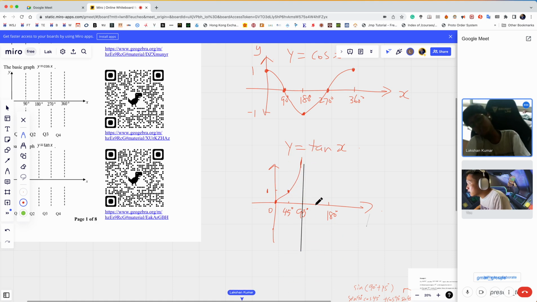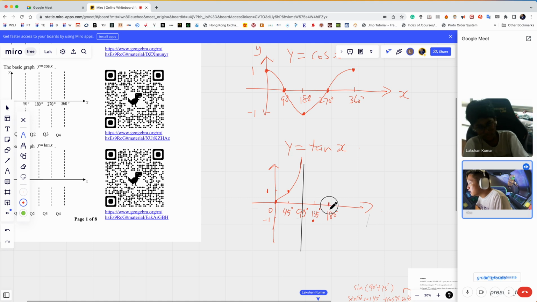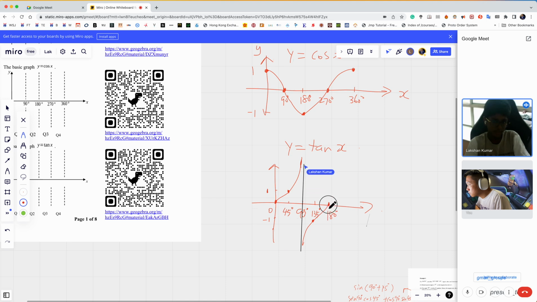And then over here, can you help me out? Tangent 135, I think it's negative 1. Negative 1, yeah, good. Then it just goes down. And then 180, I think, is 0. Check. 0. Good. So basically it's this. Then it just comes down like this. Okay, good. Done.